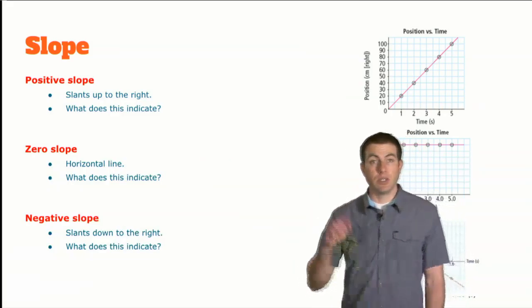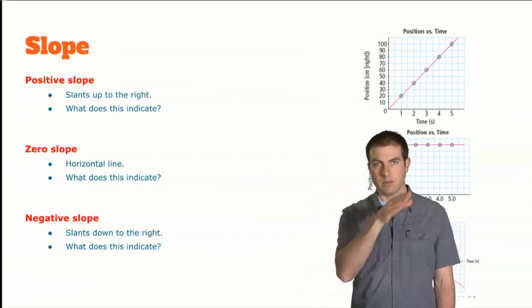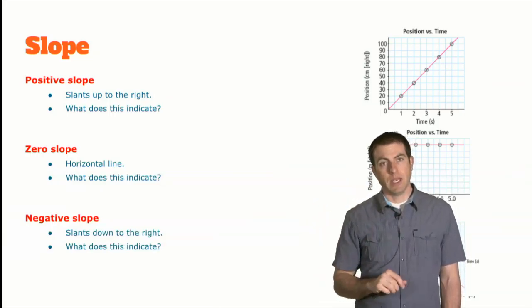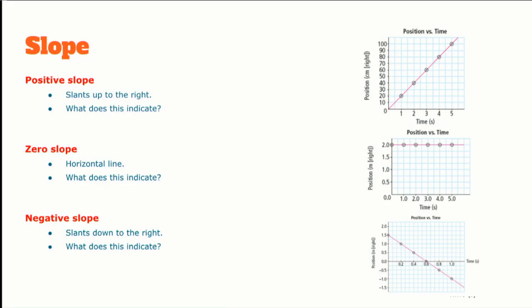So 3 scenarios. You could have positive slope, which goes up to the right. Up to the right, it's backwards for me. You could have zero slope, which is a horizontal line. And then you can have a negative slope, which goes down to the right. So what do we think a positive slope means?